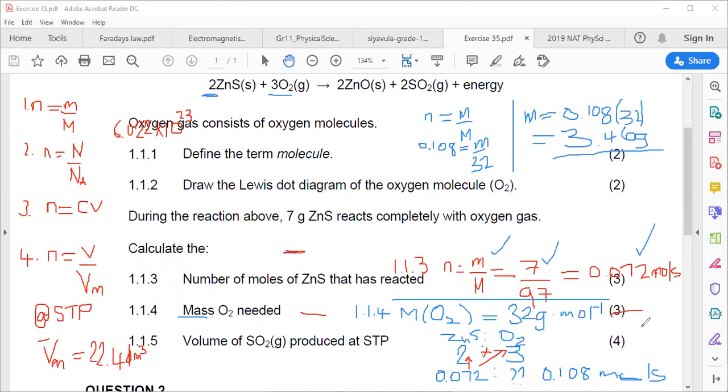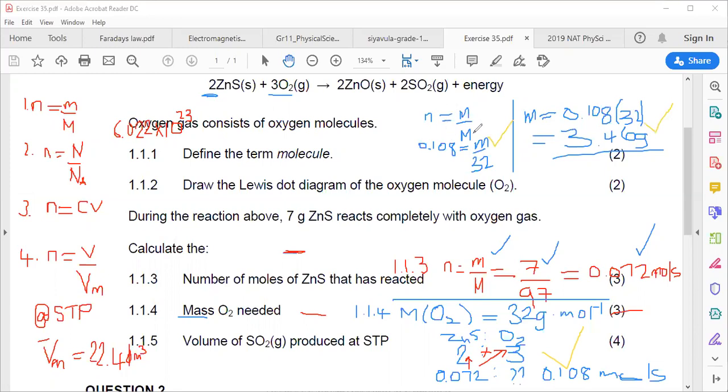How do you mark this? It was 3 marks. You're going to get a mark for the ratio. You're going to get a mark for the substitution. And you're going to get a mark for the answer.